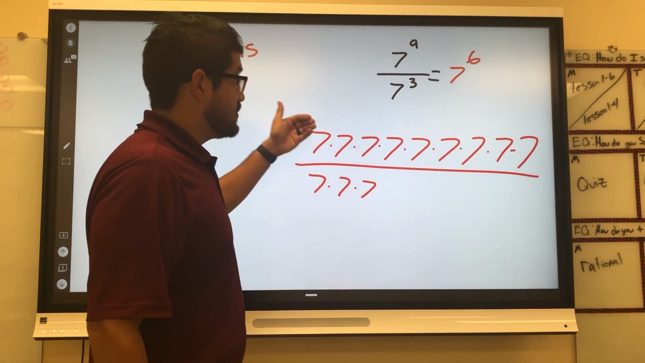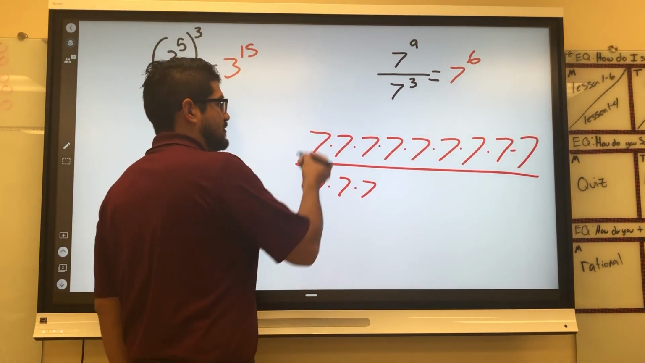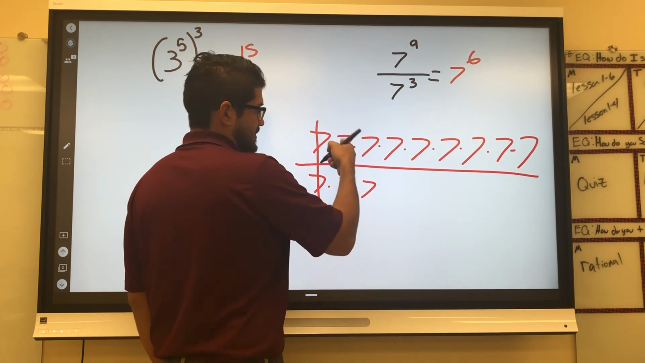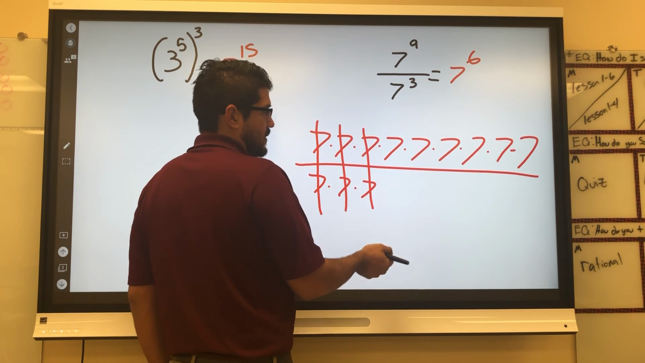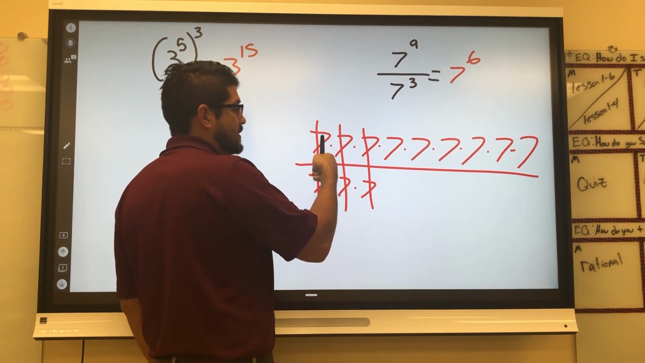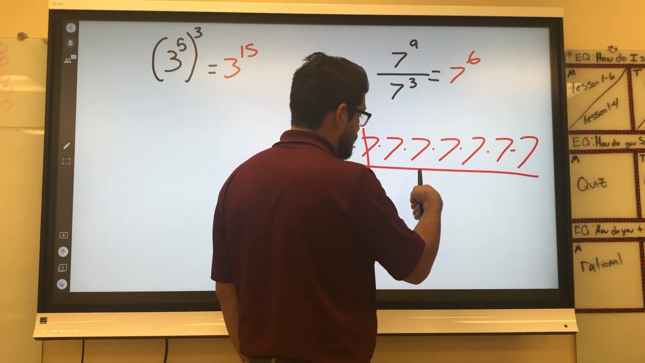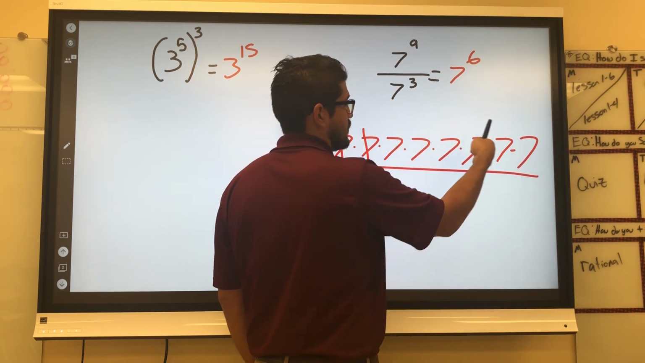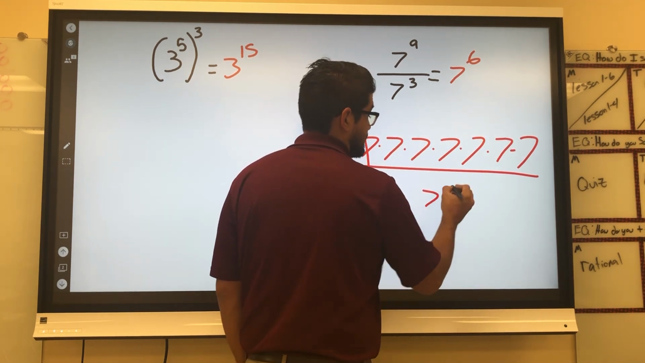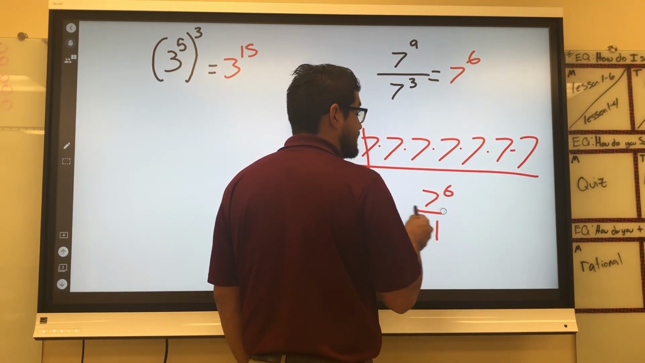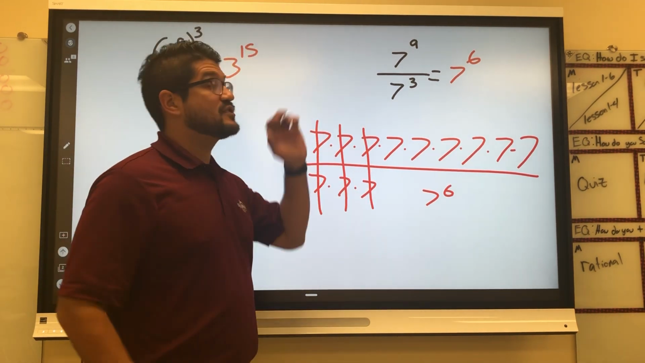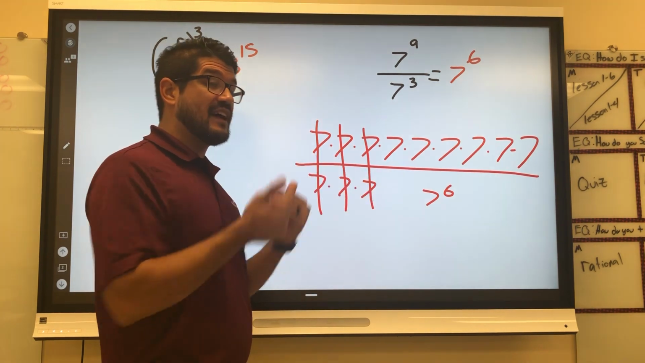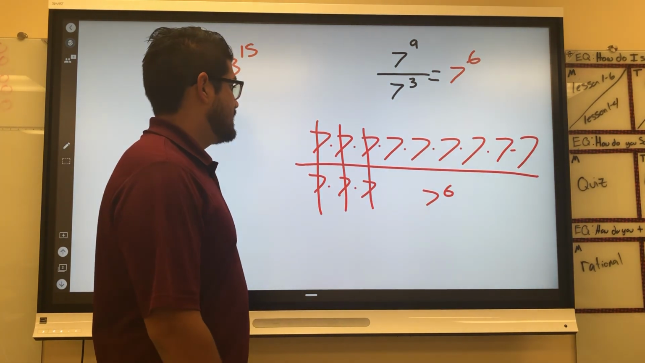So what's going to happen when you're dividing? They're going to cancel. 7 divided by 7, 1. 7 divided by 7, 1. 7 divided by 7, 1. Okay, so now I'm left with 1 on the bottom and 6 on the top. So 7 to the 6th power over 1, which in reality is just 7 to the 6th power. So this one the exponents are subtracting, because one step behind dividing is subtracting. And that's it.